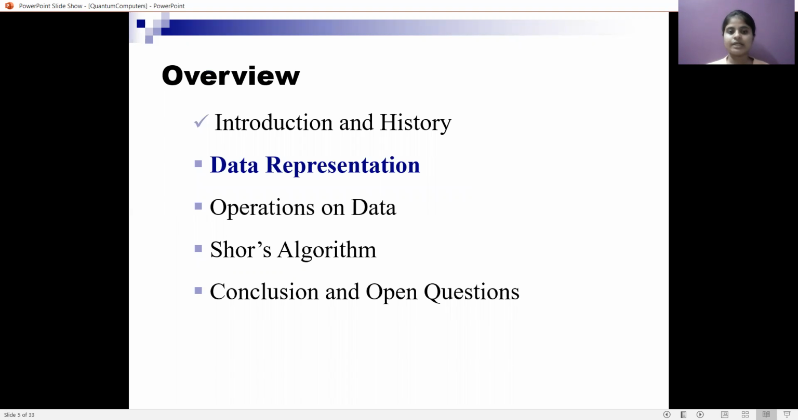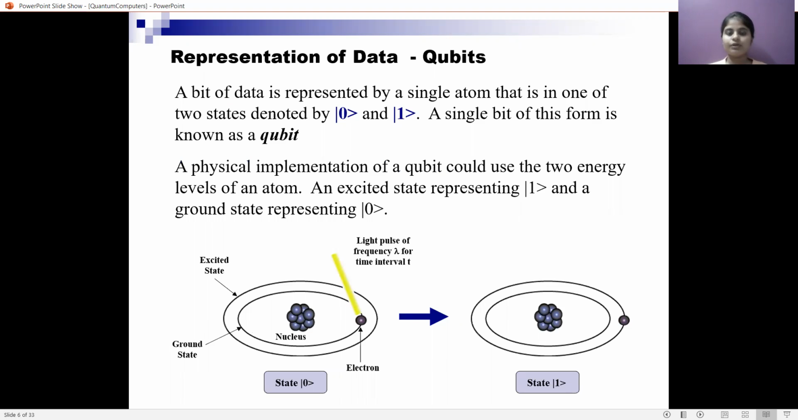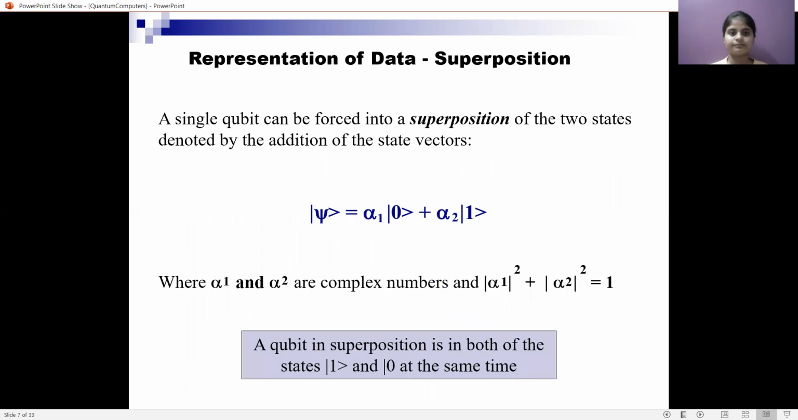Let's see what is the data representation. Qubits. A bit of data is represented by a single atom that is in one of the two states denoted by 0 and 1. A single bit of this form is known as a qubit. A physical implementation of a qubit could use the two energy levels of an atom, an excited state representing 1 and a ground state representing 0. Here is the state 0 diagram, which converts to state 1.